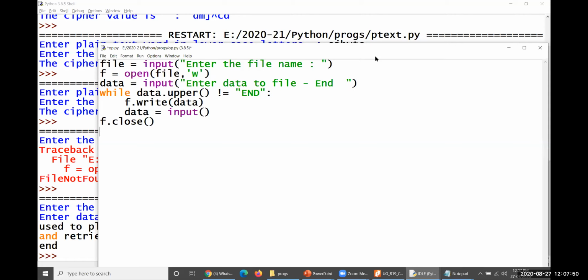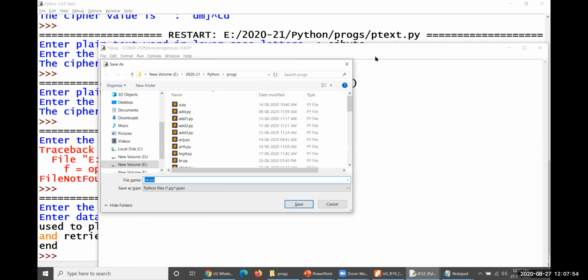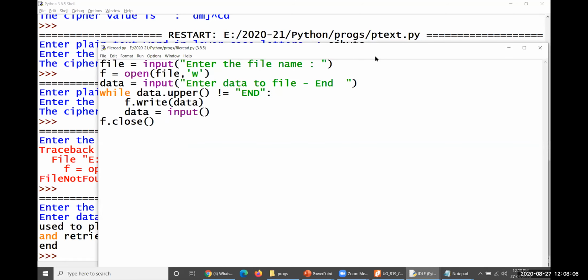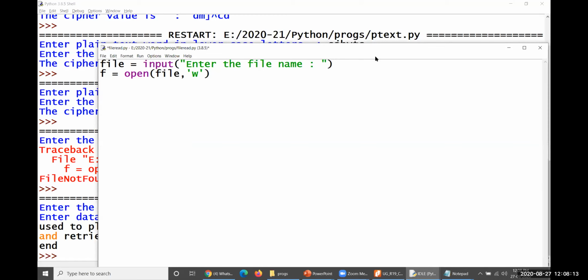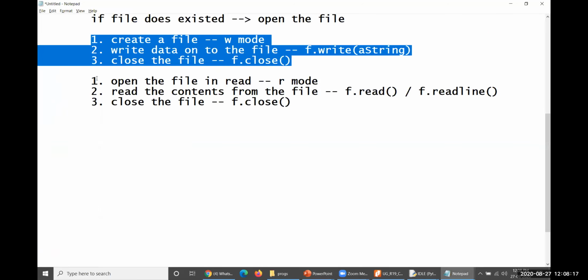Now let me create one more program for you to read the contents. So read.py. Yes, I have taken this particular thing. Now I am trying to read the file. So what exactly are we trying to perform here? What exactly will the operations be? You just go through the operations here.